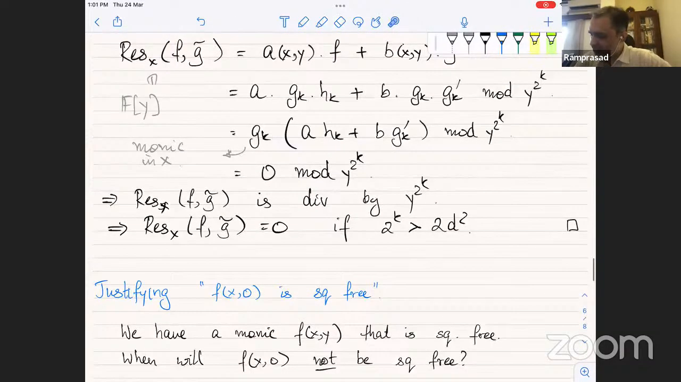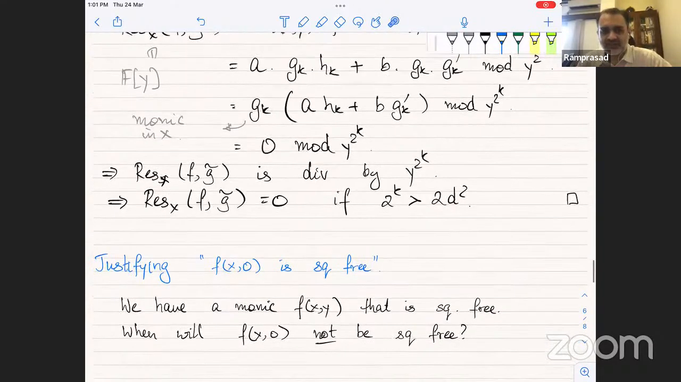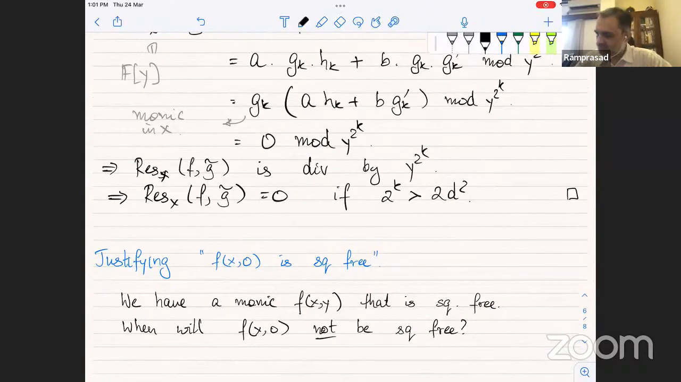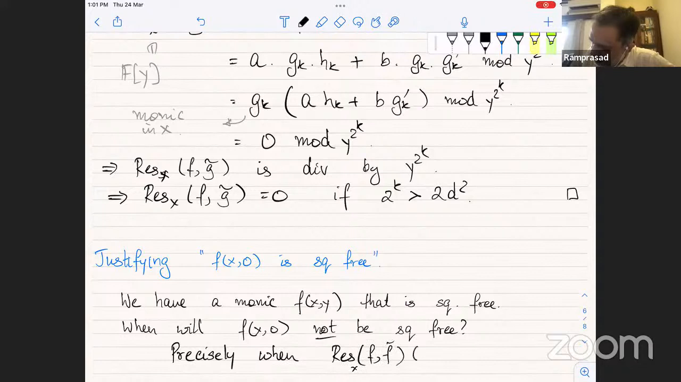So what do we know? We know that we have a monic f(x, y) that was square free to begin with. Square freeness we can arrange for by taking GCD with its derivative. But when will f(x, 0) not be square free? This is precisely when the resultant of f and f tilde with respect to x, when I substitute y equal to 0, becomes 0.